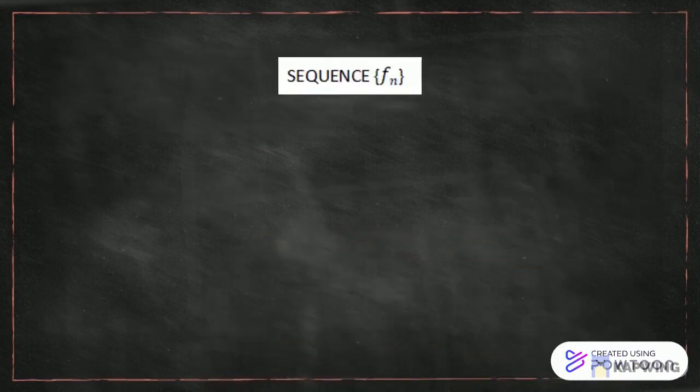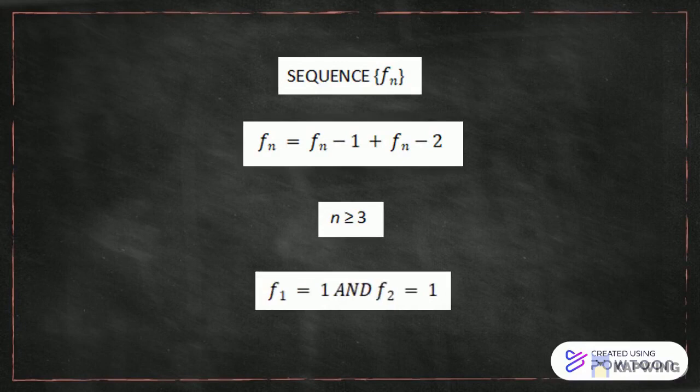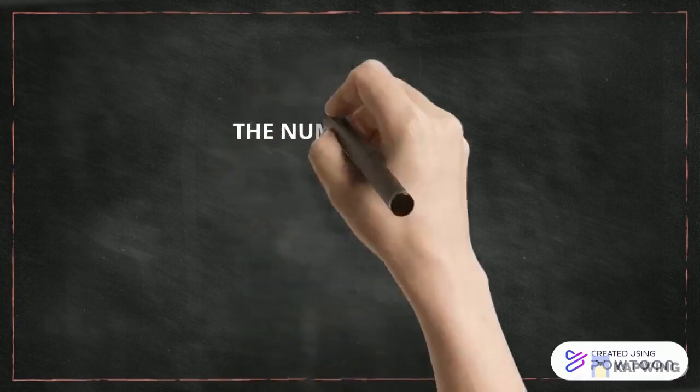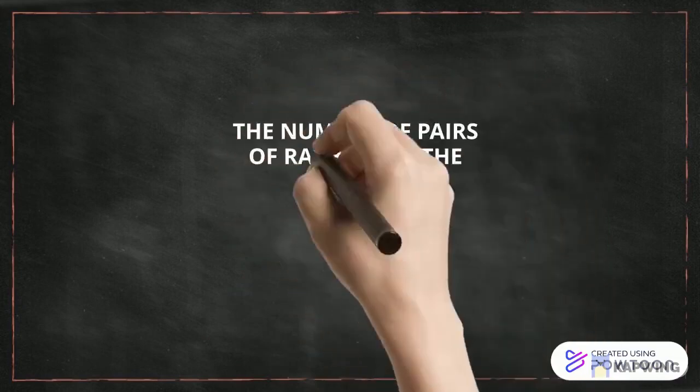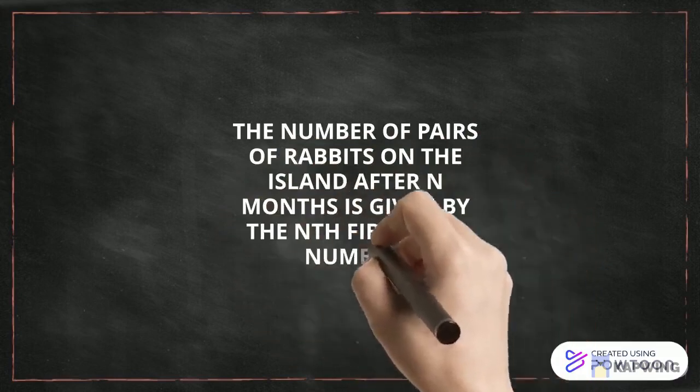Consequently, the sequence F_n satisfies the recurrence relation F_n = F_{n-1} + F_{n-2}, for n greater than or equal to 3, with the initial conditions F_1 = 1 and F_2 = 1. The number of pairs of rabbits on the island after n months is given by the nth Fibonacci number.